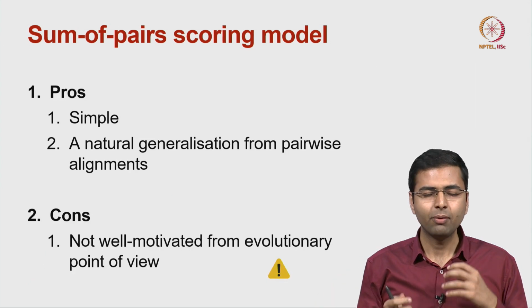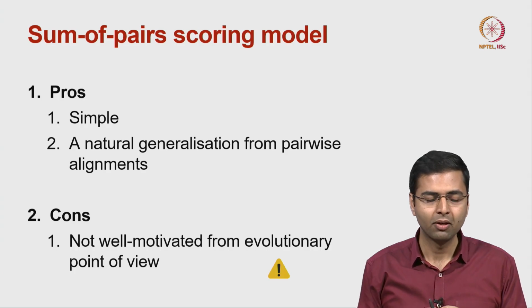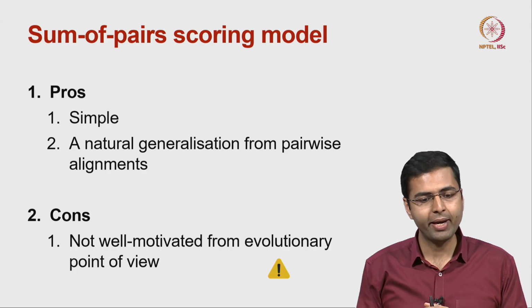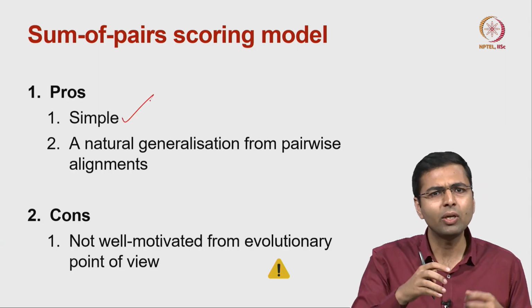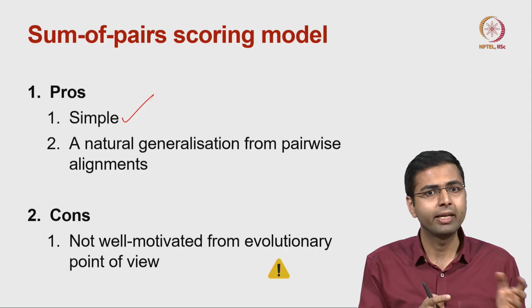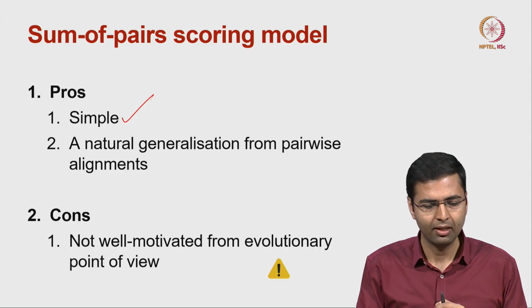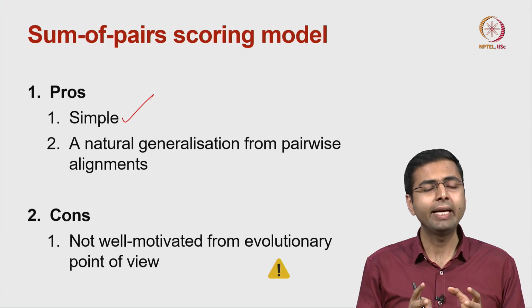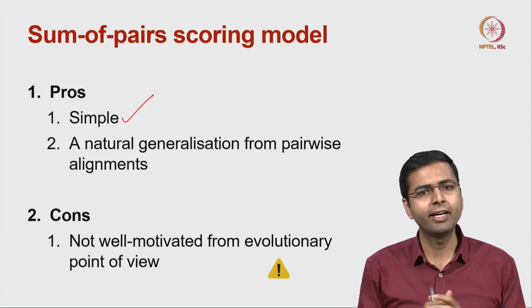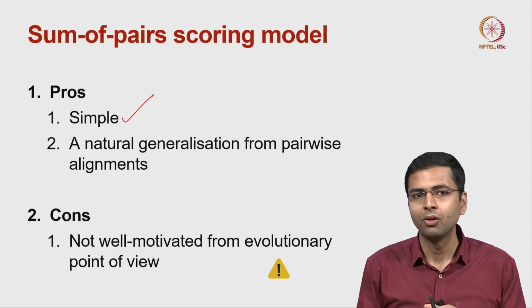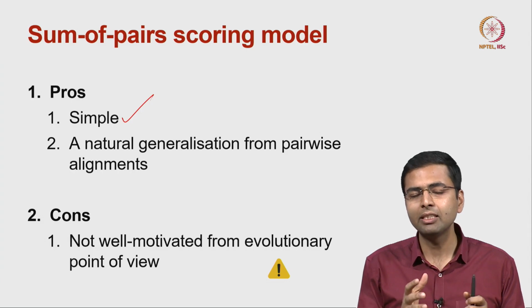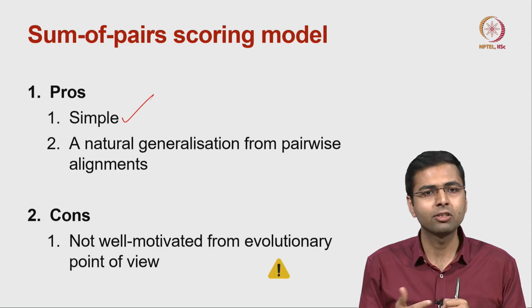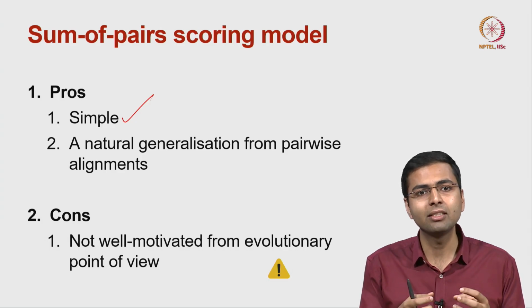So, let us look at the pros and cons of this scoring scheme. The advantage of the sum of pairs scoring system is, first, that it is simple, a natural generalization from what we already saw in the pairwise alignments. However, one disadvantage is that it is not well motivated from an evolutionary point of view. So far we were just looking at the simplicity of definition. It is not clear whether this way of calculating the scores is consistent with how these d sequences would have evolved.